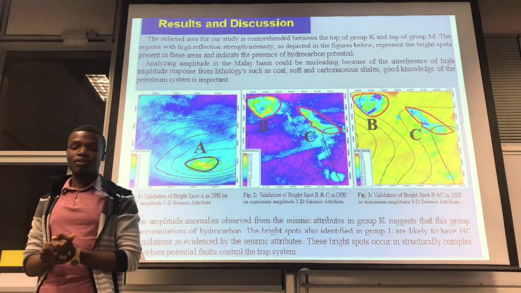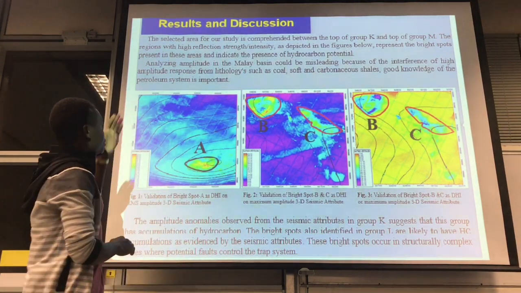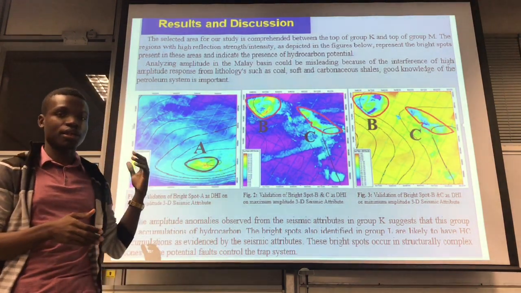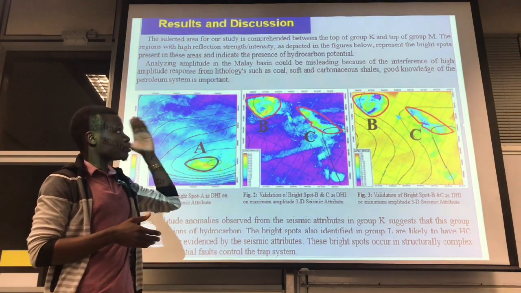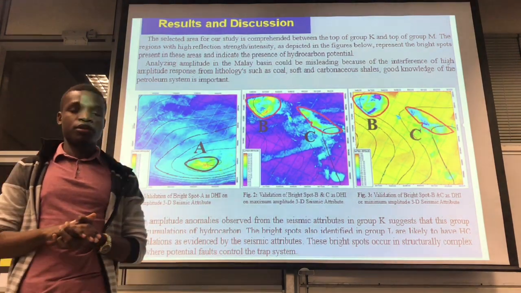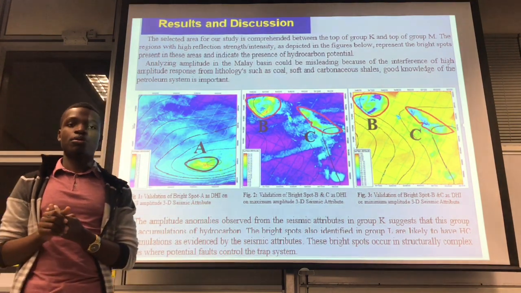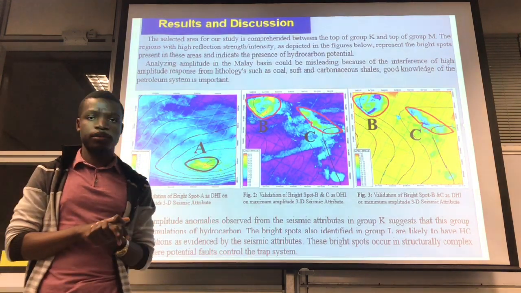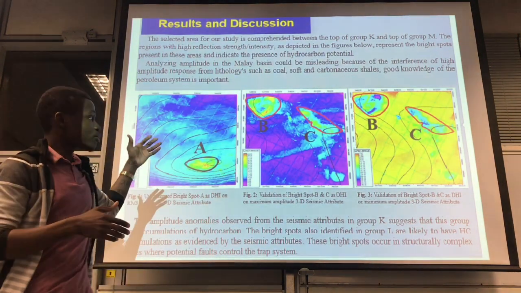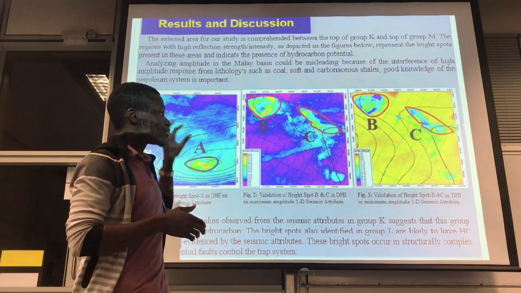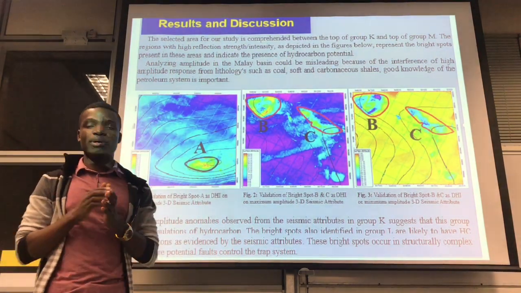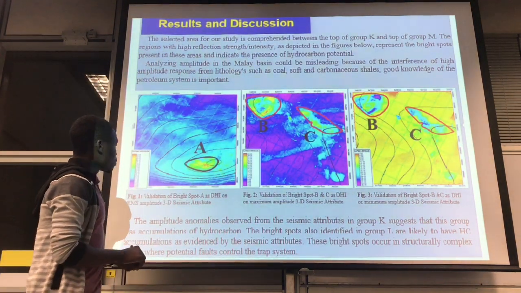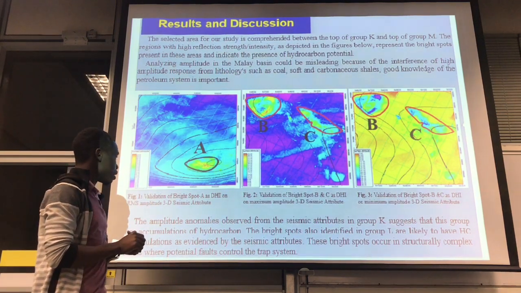Hello, my name is Malay. For the results and discussion, let me first say that our study area comprises the top of group K to the top of group M. Throughout this project, we used several attributes, volume as well as surface attributes, but we came out with these three surface attributes because they are the ones that best show the bright spot. For the first one, we have RMS amplitude.